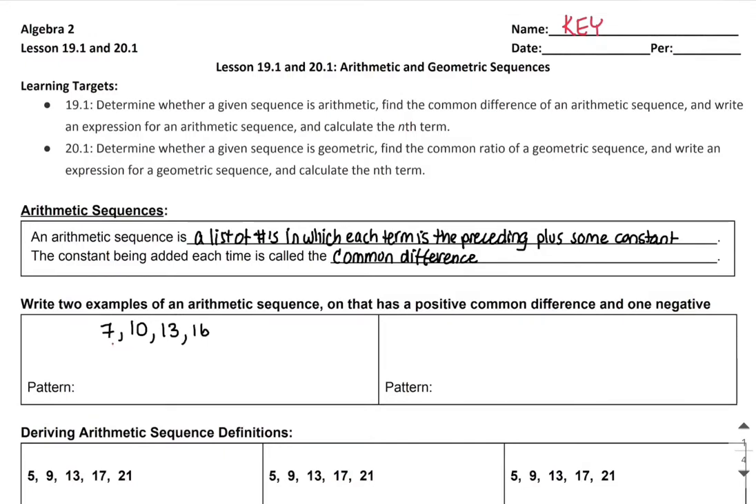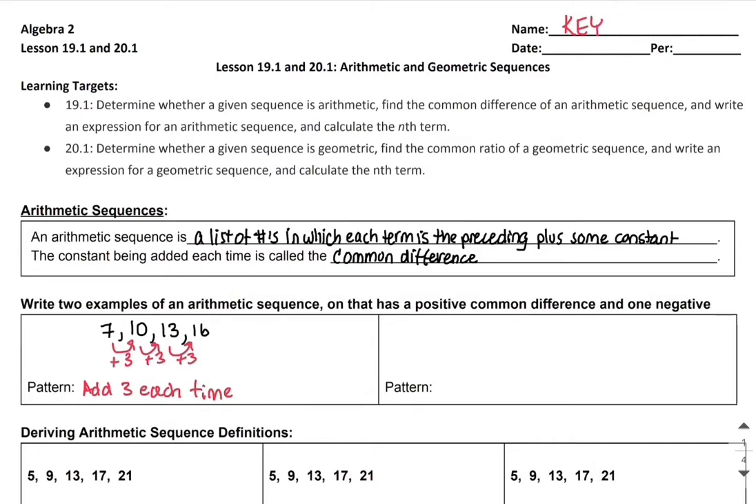So what I did was I added 3 each time. And so my pattern is add 3 each time. And 3 is my common difference. Positive 3 is my common difference.